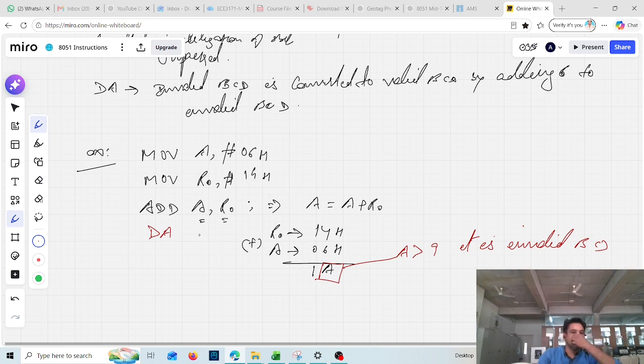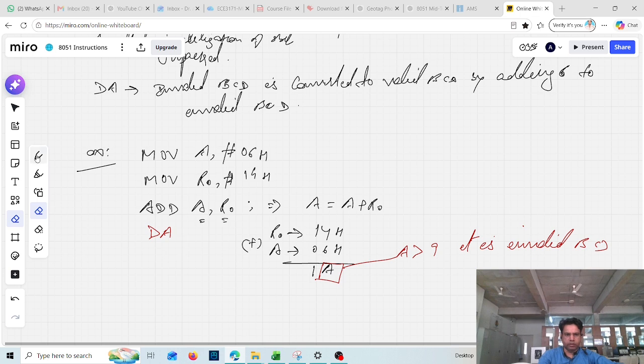To convert this invalid BCD to valid BCD, I'll write here the DA instruction, decimal adjust. By writing this decimal adjust instruction DA, the value of A will become A plus 6. This is the meaning of DA.